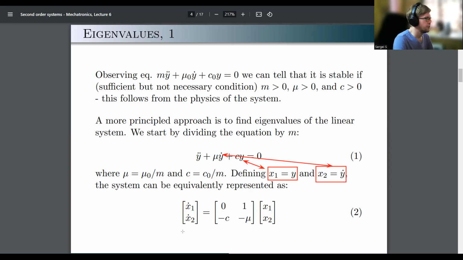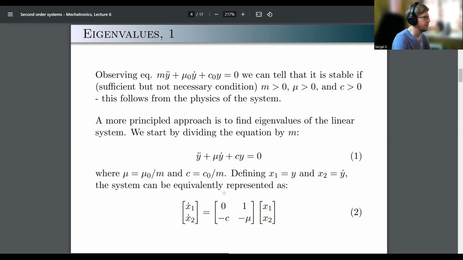Now x2 dot is equal to x1 times c with a minus sign, which is this component, plus x2 times mu with a minus sign, which is this component. That's it. And x2 dot itself is y double dot, of course. So we just transferred everything to the right-hand side. We got this. I'm not going to belabor this too much because I expect you have already seen this.